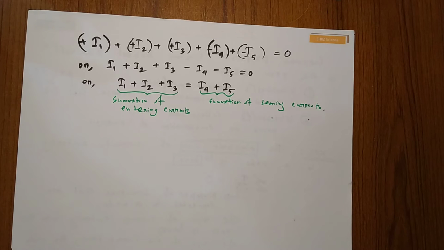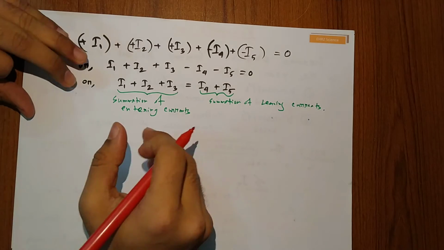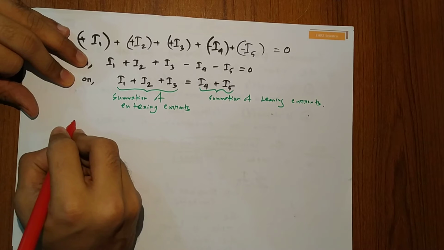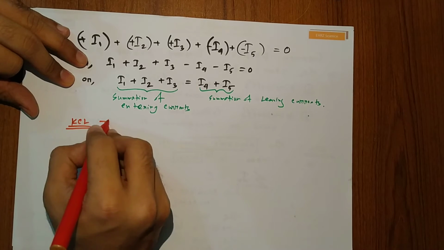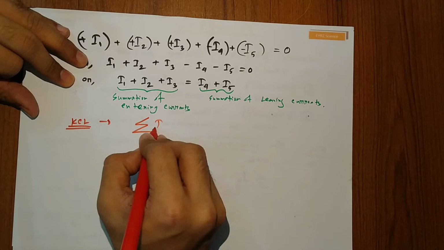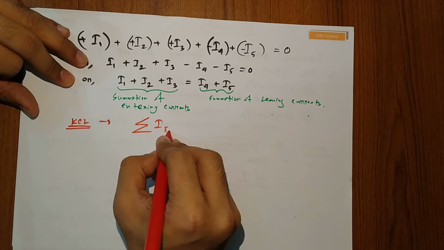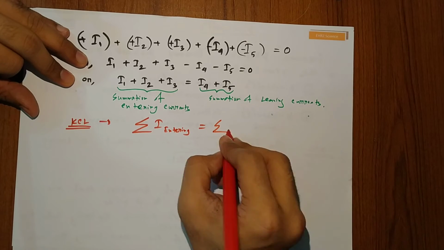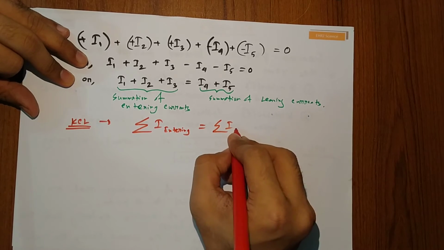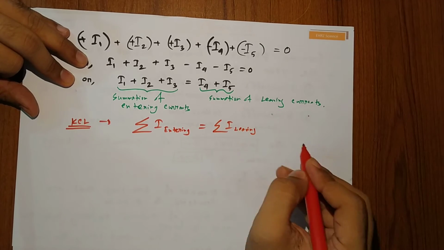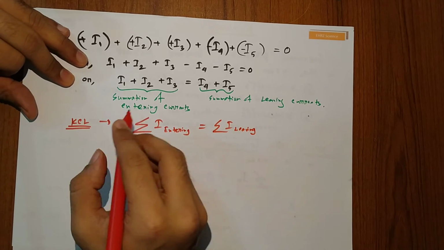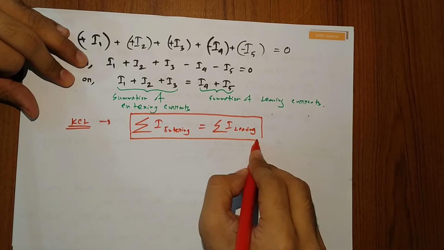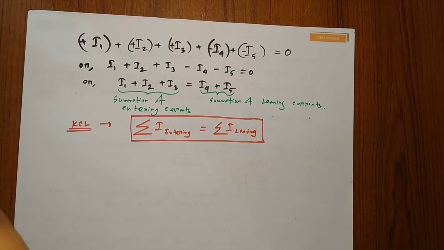So we also can state that KCL means the summation of i's that are entering into the node is equal to the summation of i's that are leaving that node. This is the basic concept on Kirchhoff's current law.